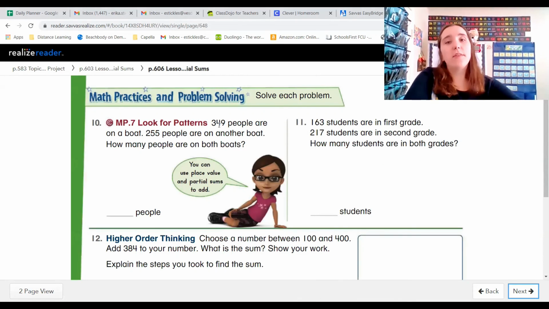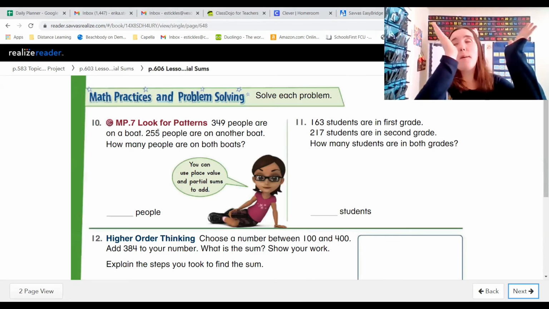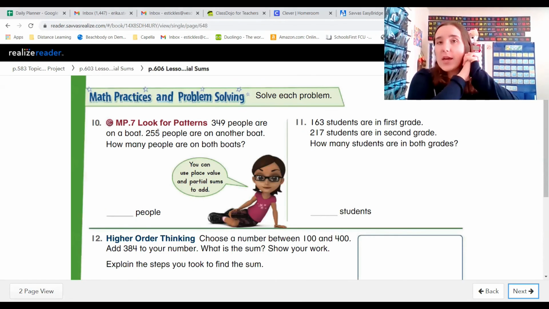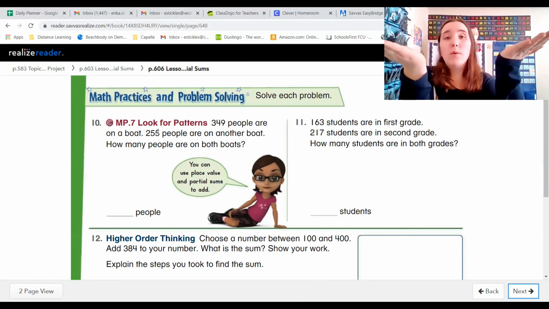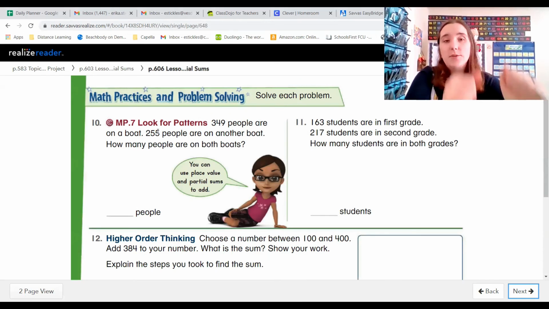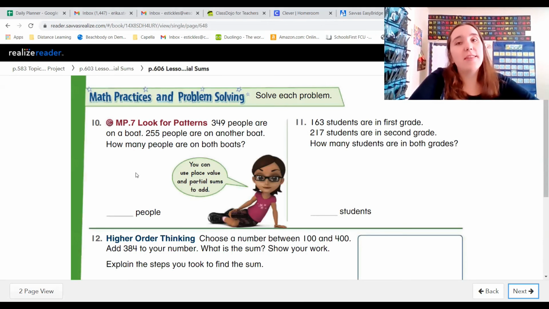Let's read number 10 together, and then you're going to solve it. 349 people are on a boat. 255 people are on another boat. How many people are on both boats? Both. Are we adding or subtracting? We are adding because we have one boat with a bunch of people. We have another boat with a bunch of people. We want to know how many altogether. So go ahead and set up your problem with addition and do partial sums to try and solve it. And then pause me and come back when you think you have your answer, and I will help you double check your partial sums work.